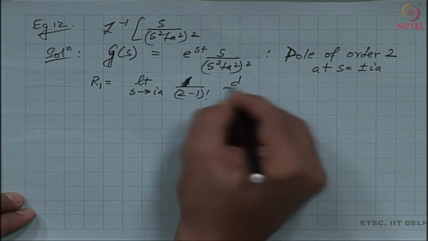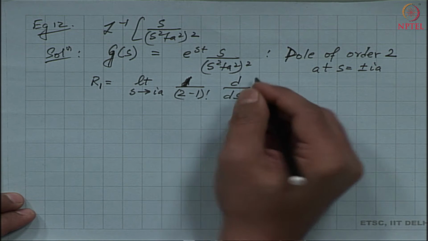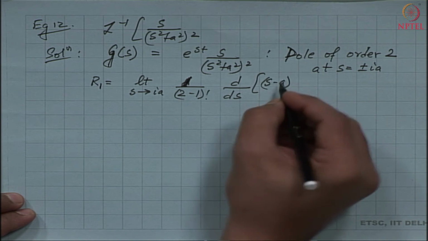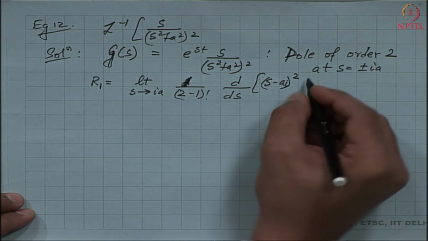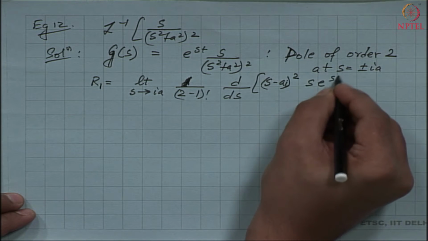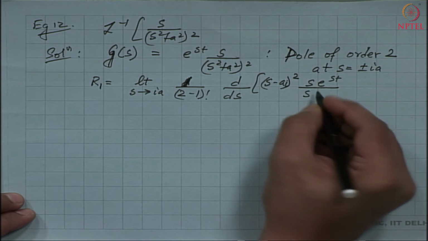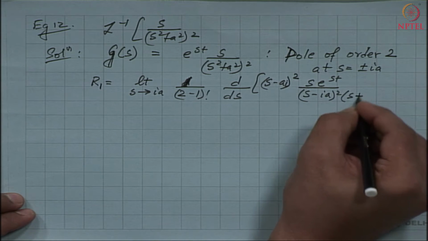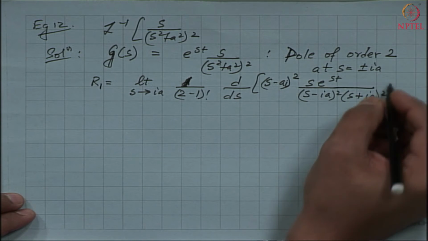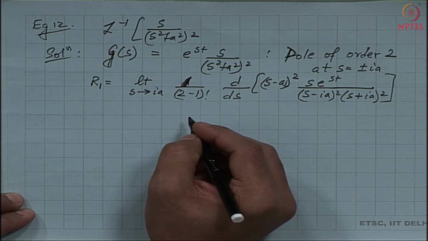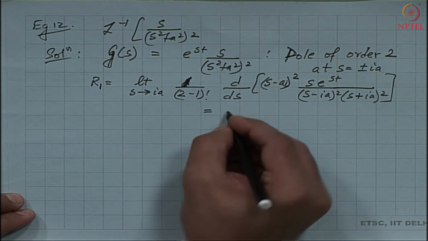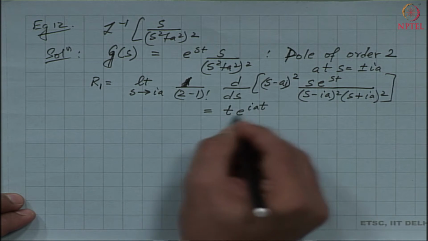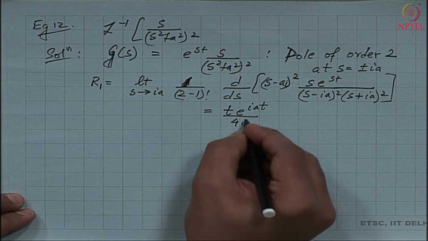times the first derivative with respect to s of (s minus i a) square times e to the power s t divided by (s minus i a) square (s plus i a) square. Okay. So, if we were to take the derivative and evaluate this, I am going to get the answer as t e to the power i a t by 4 i a.